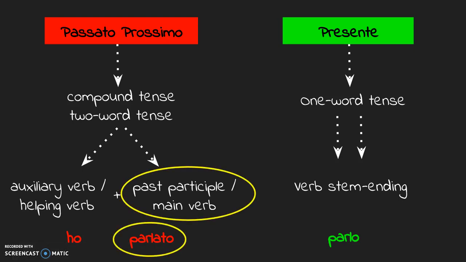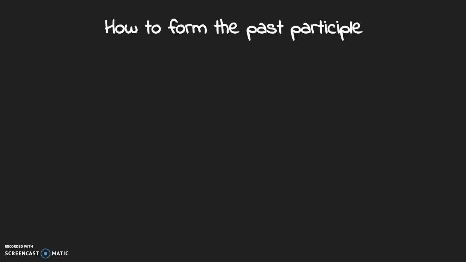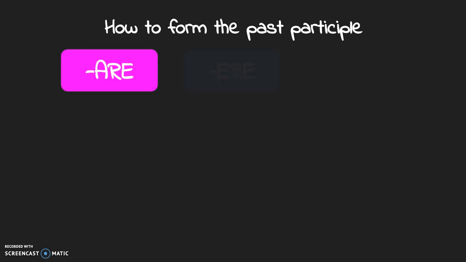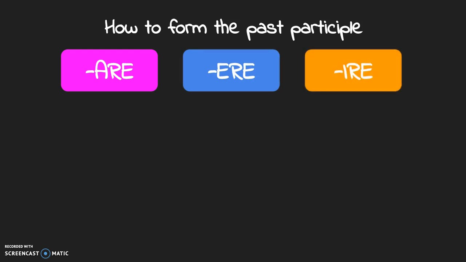So let's look more closely at how we form these past participles. You know that there are three groups of regular verbs in Italian. Those ending in are, ere, and ire. To change these verbs into their past tense forms, we simply replace the last three letters. So are verbs become ato. For example, imparare, to learn, becomes imparato.